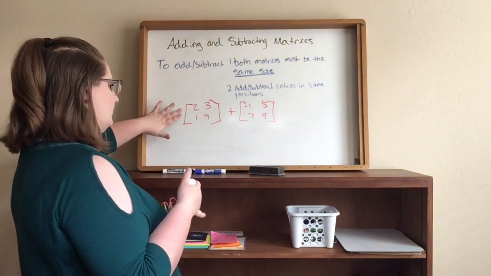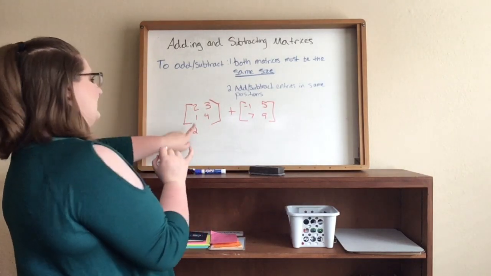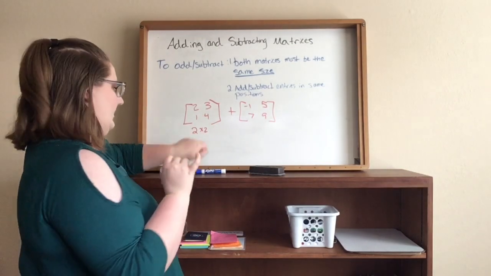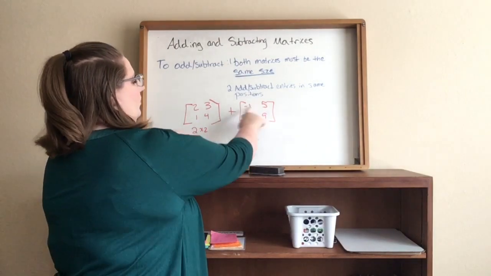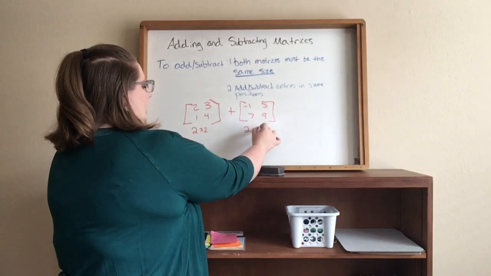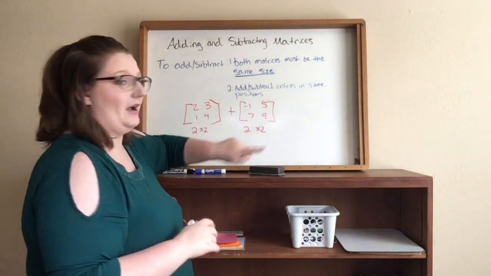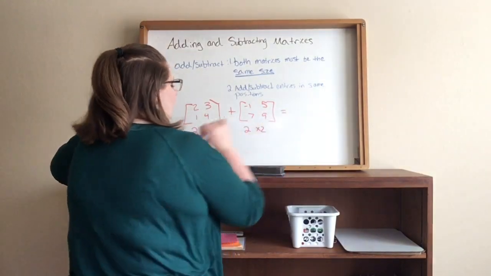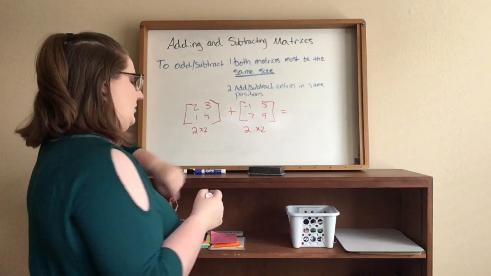So this first matrix has 2 rows, so that would be the first number in the size, and then 2 columns. That would be the second number. So we have a 2 by 2 matrix here. And for our second matrix, we have 2 rows and 2 columns, so another 2 by 2 matrix. Since both of these are 2 by 2 matrices, that means we can add them together. And when we do add them together, we're going to get a matrix that's still a 2 by 2 matrix.